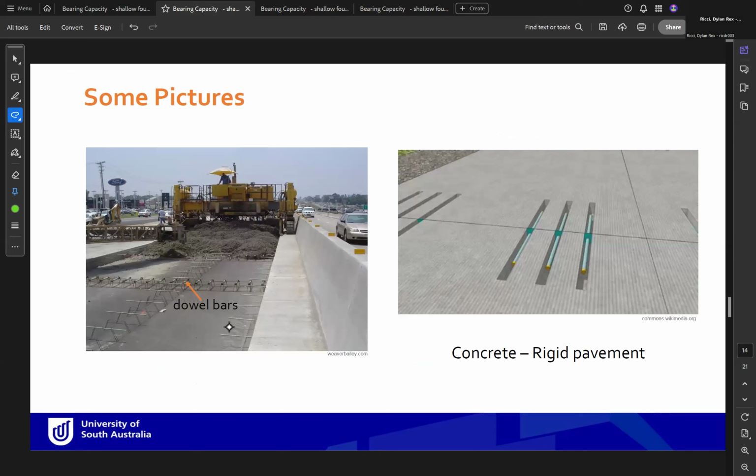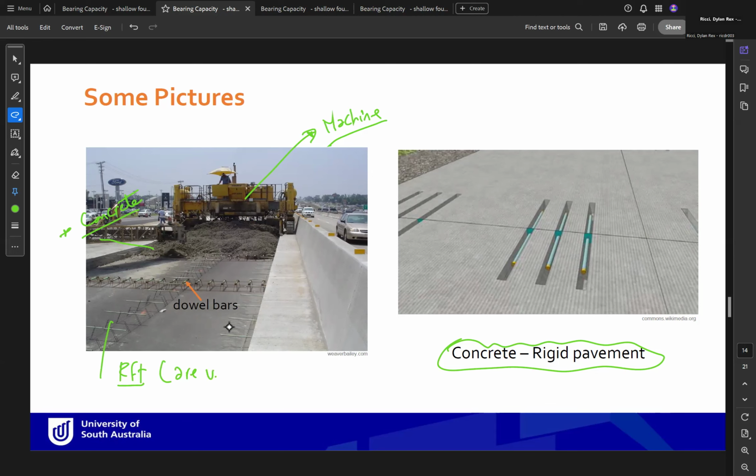Okay, and here is the concrete rigid pavement. As you can see here, we have this grinding machine, and this is the concrete, and this machine is finishing the concrete. And as you can see, the concrete pavement can have some reinforcement. These reinforcements are very important, especially at the joint, as you can see here on the left.